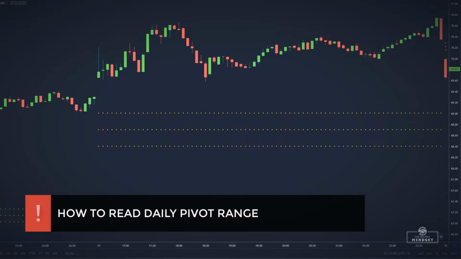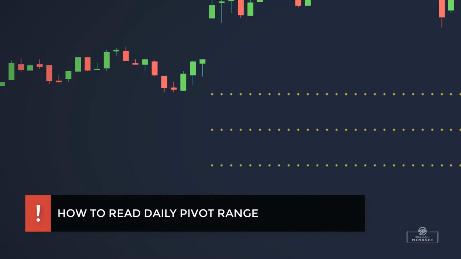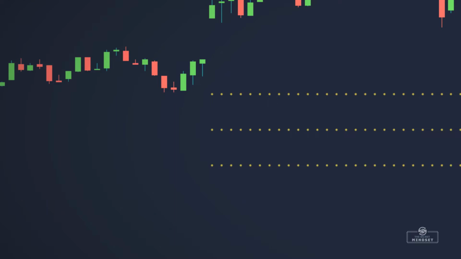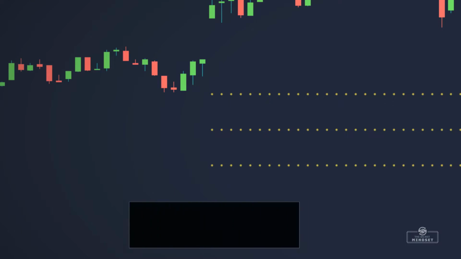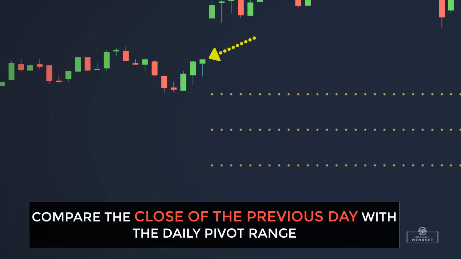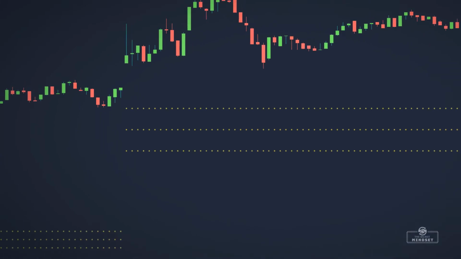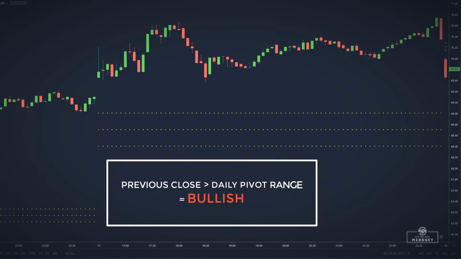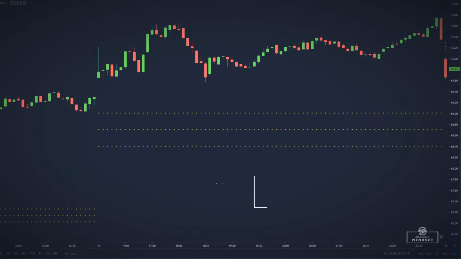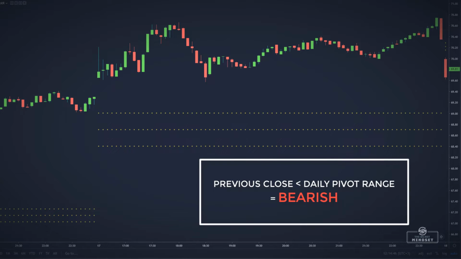Now that we've calculated the daily pivot range, what does it tell us? First, the underlying tone or the sentiment of the market is revealed when we look at the close of the previous trading day compared with today's pivot range. If the previous close was above today's daily pivot range, that would be considered bullish for today's trade. If it closed below the daily pivot range, it would be considered bearish.